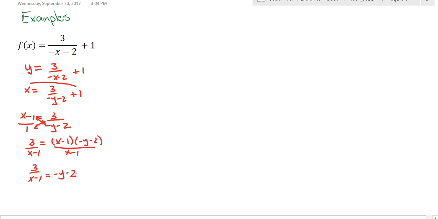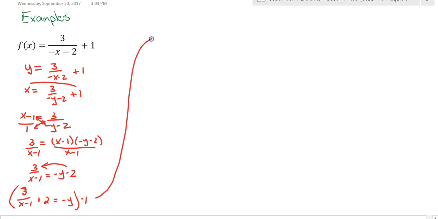And now I'm almost done. All I have to do is move the 2 over. So I get 3 divided by x minus 1 plus 2 equals negative y. And then to get y by itself, I'm simply going to multiply everything by negative 1. So that's going to make my final answer, the inverse, f negative 1 of x, equal negative 3 divided by x minus 1, minus 2.